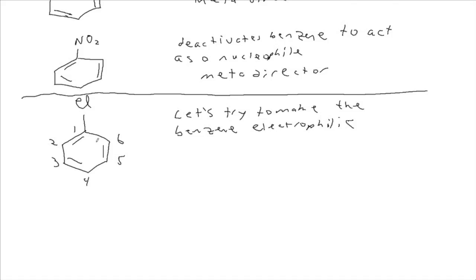So if we add a nitro group, it's possible to make the benzene electrophilic if we keep the chlorine. So actually, what we're trying to do here is make carbon 1 electrophilic, because that's the one that has the leaving group. This will act like a leaving group. That was a good insight that you had.